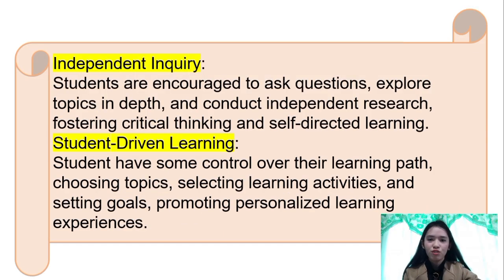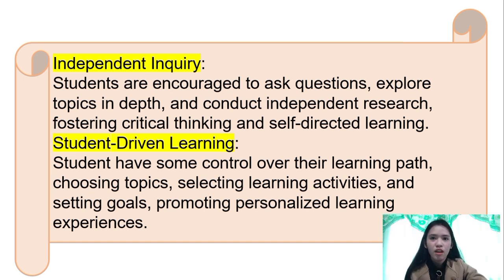Independent inquiry. Students are encouraged to ask questions, explore topics in depth, and conduct independent research, fostering critical thinking and self-directed learning. Students are encouraged to ask questions, explore topics deeply, and conduct their own research. Examples are developing research projects, exploring topics of personal interest, and using critical thinking to solve problems. It fosters a sense of curiosity, self-motivation, and lifelong learning.